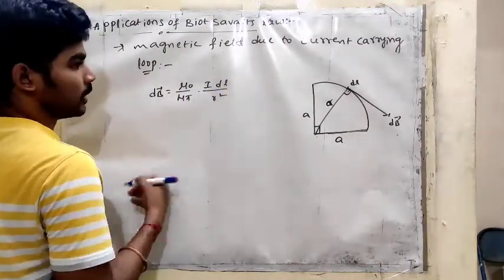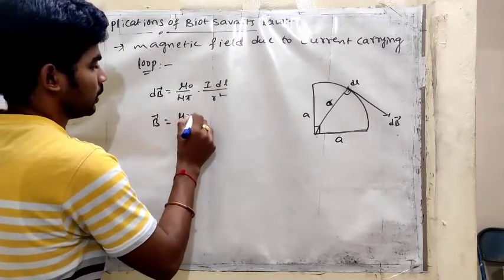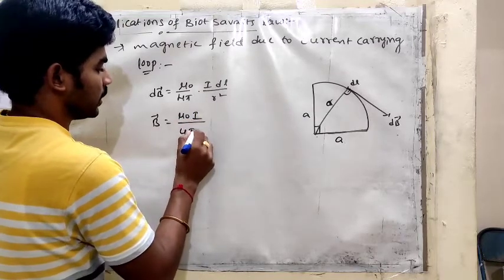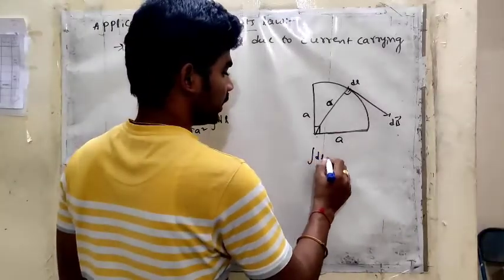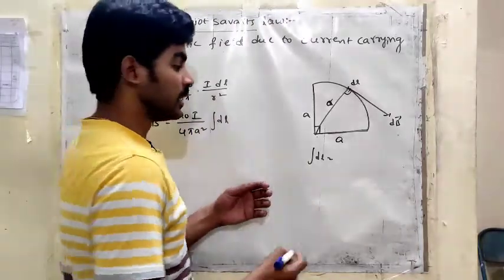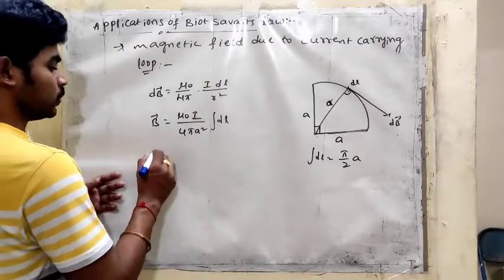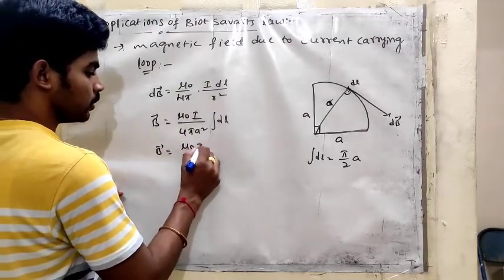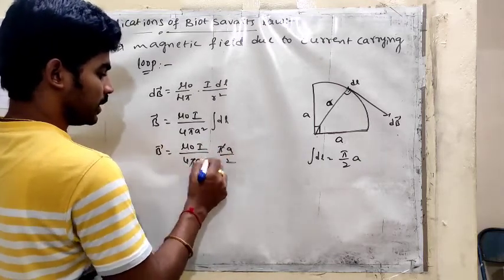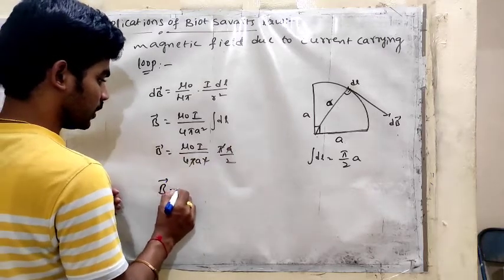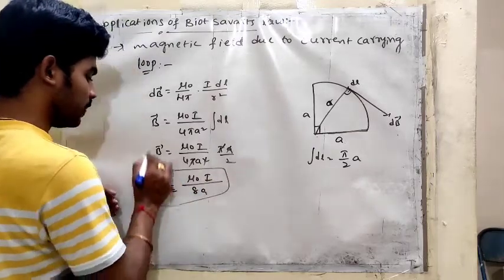So again integrating on both sides, we get B bar is mu naught I by 4 pi a square, with r equal to a, integral dl. What about integral dl here? This is a quadrant only, no? Quadrant means 90 degrees, so pi by 2 into a, that is pi a by 2. So B bar is equal to mu naught I by 4 pi a square into pi a by 2. Pi gets cancelled, a gets cancelled. So B bar is equal to mu naught I by 8a. This is the quadrant formula.